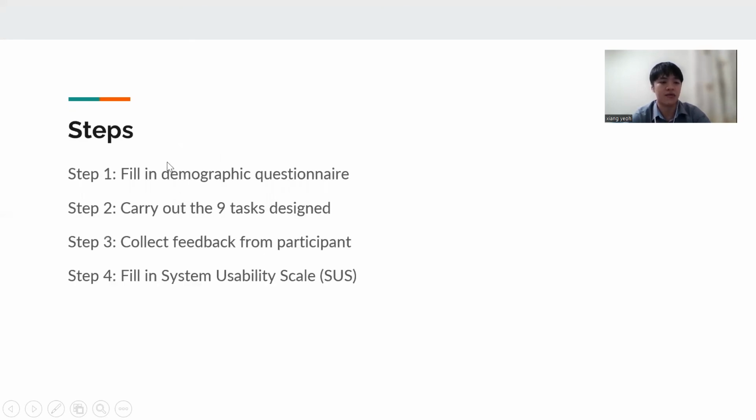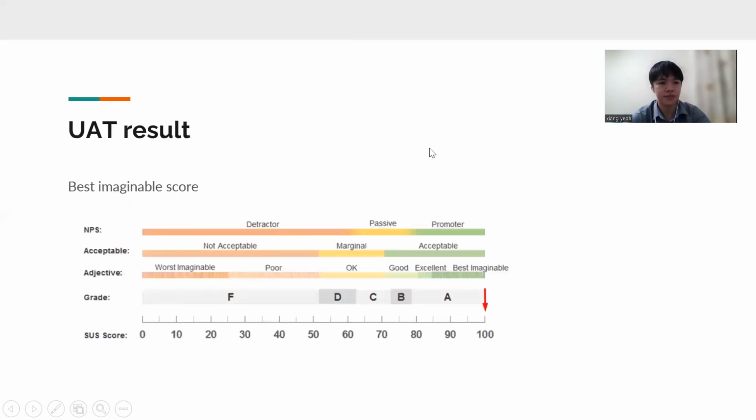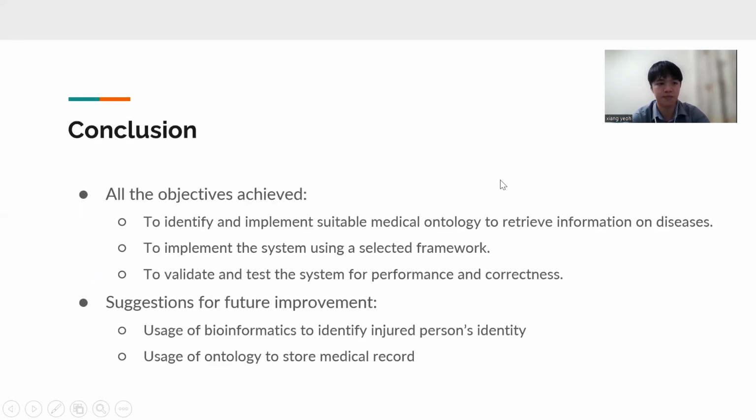So there are 4 steps for our UAT. The first step will be filling in the demographic questionnaire, and after that, the participant will carry out the 9 tasks designed, and we'll collect the feedback from the participant. On the last step, the participant is required to fill in our System Usability Scale questionnaire. And here's our UAT result, where we get a best imaginable score for our UAT, which means our participant is very satisfied with the system we developed.